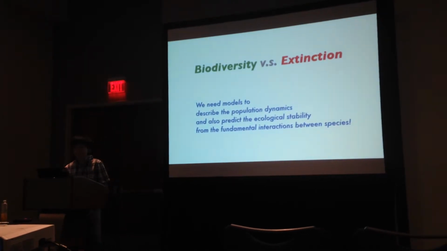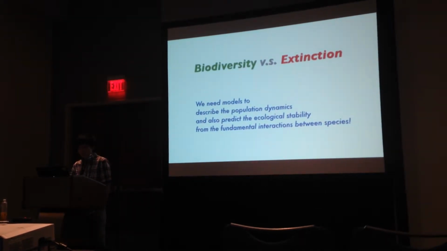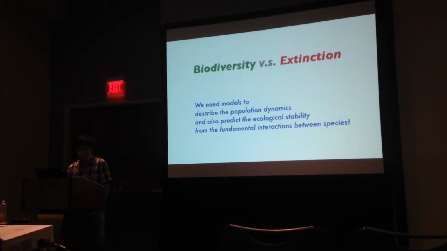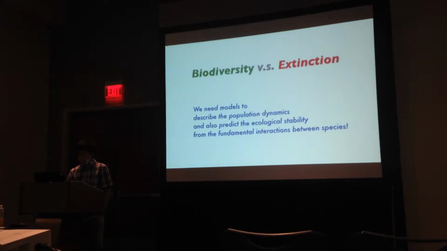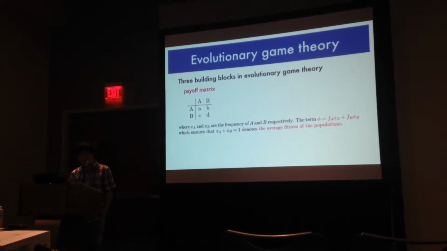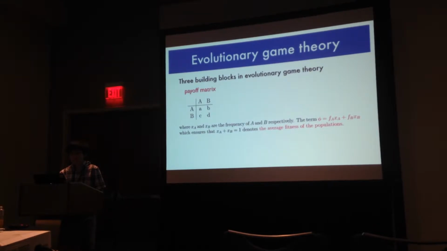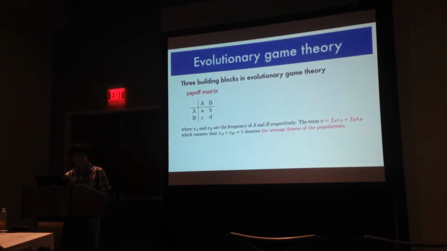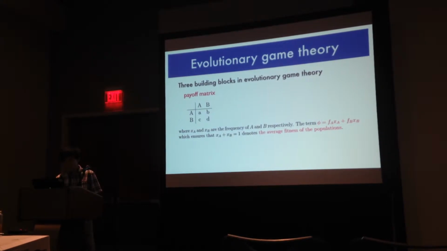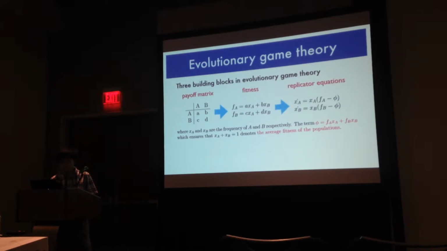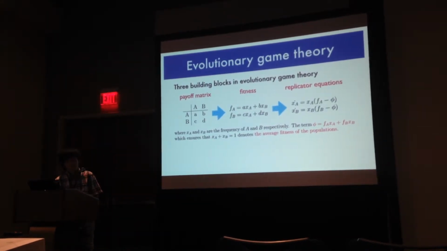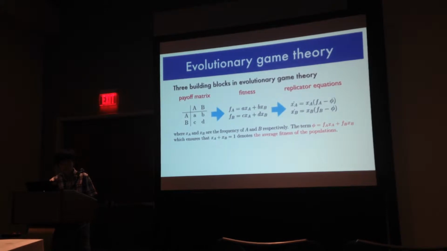So there are two different situations, biodiversity and extinction. We can ask ourselves: do we have a model of this system, so that we can describe the population dynamics and also predict some ecological stability from the basic interactions? Evolutionary game theory provides us a tool to investigate this kind of dynamics. We start from the payoff matrix, then we can write down the fitness, and then the replicator equation, which describes the dynamics between different species.